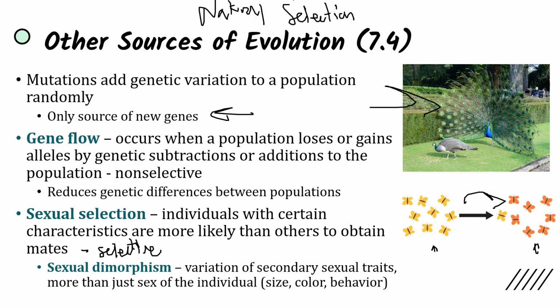And so the organisms that have the best suited traits for reproduction are the ones that are going to survive and reproduce and pass on their genes, and that is sexual selection.